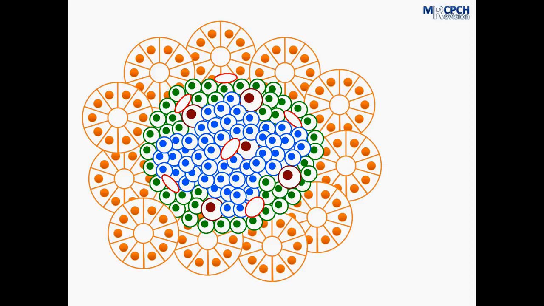So in this diagram on the outside in green we have the alpha cells, and these are responsible for producing and secreting glucagon. In the centre, the blue cells are the beta cells, and these are responsible for the production of insulin, and the brown cells are the delta cells, and these produce somatostatin.